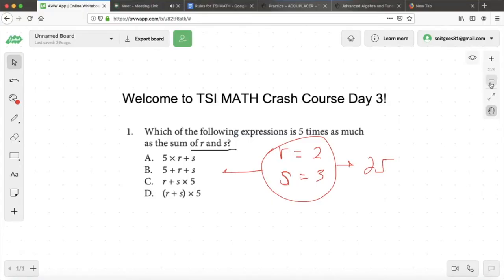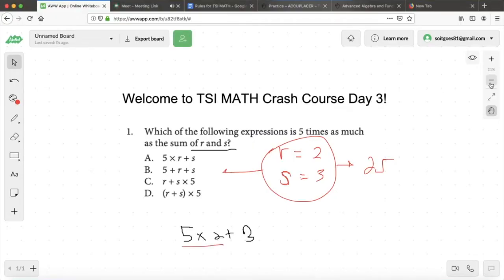And then let's see if that expression in answer choice A gives us 25. Okay, so that would equal 25. Well, what's 5 times 2? 5 times 2 is 10. Oh, plus 3. 5 times 2 is 10.